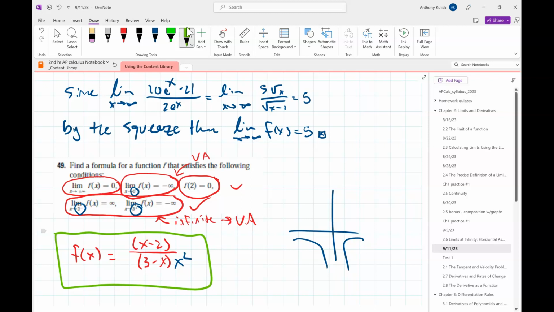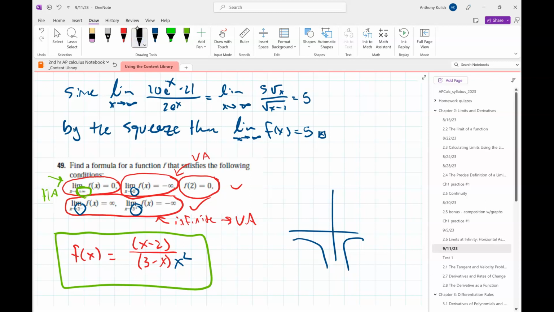Rita. How do you account for the first one again? Yeah, that's the HA. So just the degree of the numerator has to be less than the degree of the denominator. And I know it's a horizontal asymptote because it's a limit at infinity rather than an infinite limit. Pierce, is this okay?